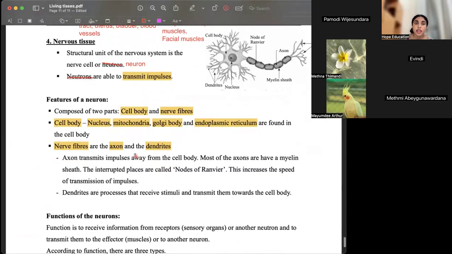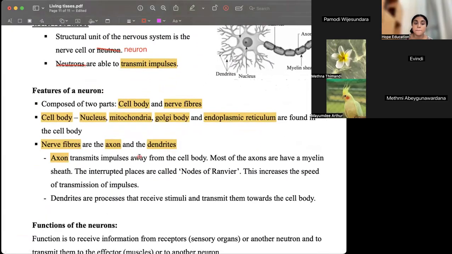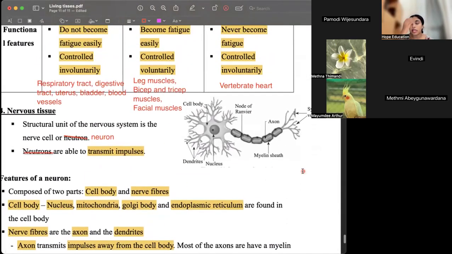Okay. Axon transmits impulses away from the cell body. Dendrites receive stimuli and transmit them towards the cell body. A neuron has a direction of transportation, right? So let's say it gets a message, it will send it to the next neuron. A message comes to one neuron, and it goes to the next neuron. So if you take a neuron, one side should be able to receive the message, the other side should be able to send that message to the next neuron.